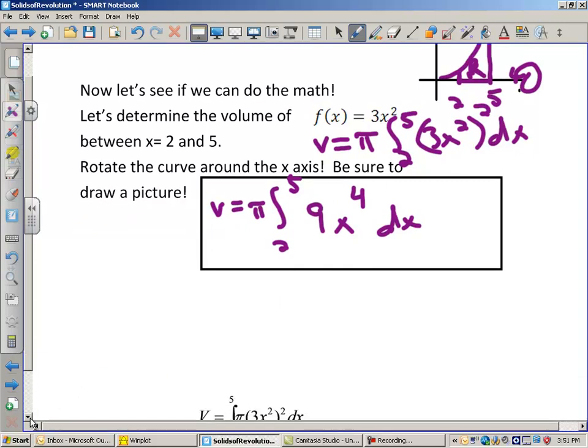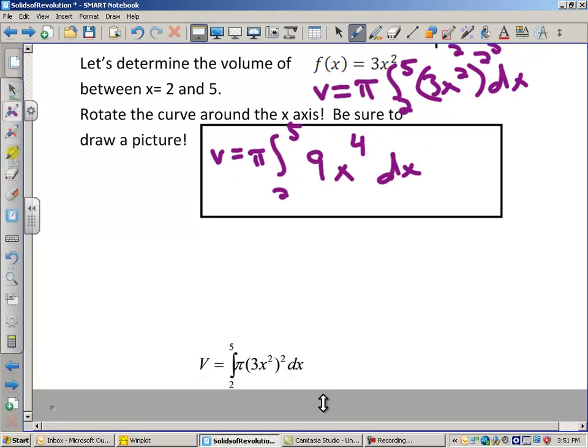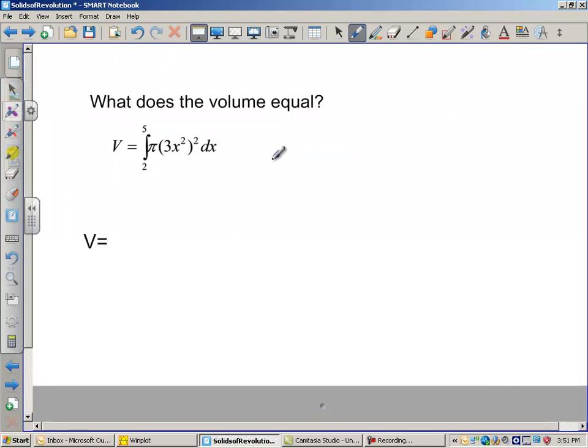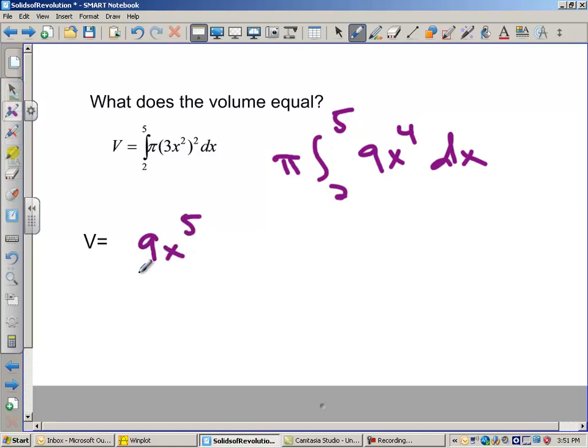So this is what our little volume should look like. The pi can go out front or in there. Remember, the constant can move in and out of an integral. Alright, so let's go here and do this math. We had pi times the integral from 2 to 5 of 9x to the 4th dx. So the first thing we do is we find an antiderivative. So I'm going to do 9x to the 5th over 5.